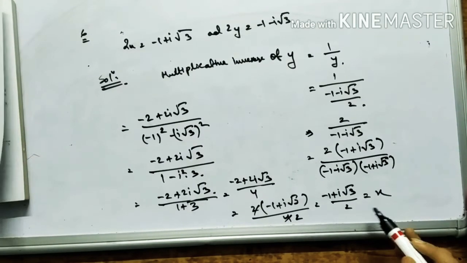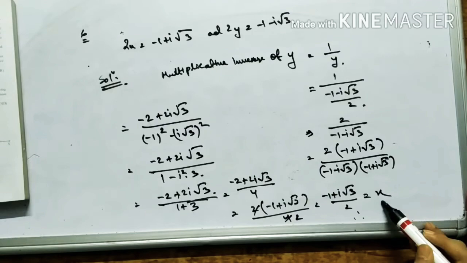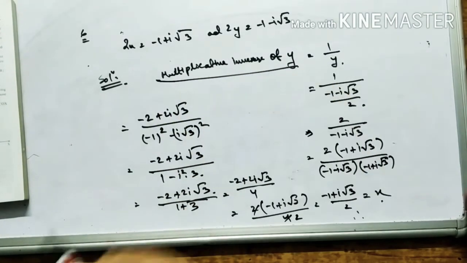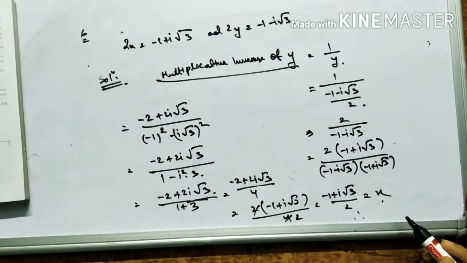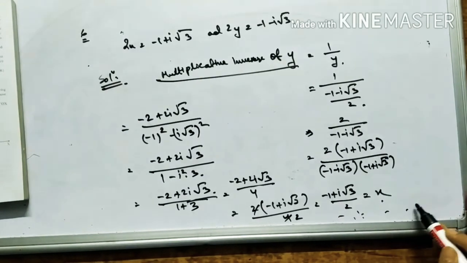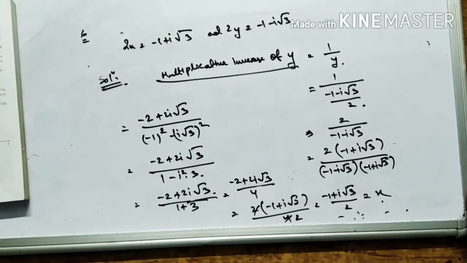So therefore I can say that x is the multiplicative inverse of y. Yes, x is the multiplicative inverse of y. That one I can say as the last line.